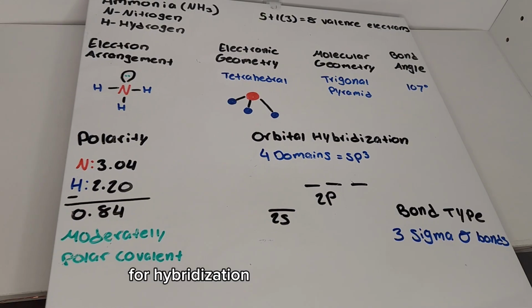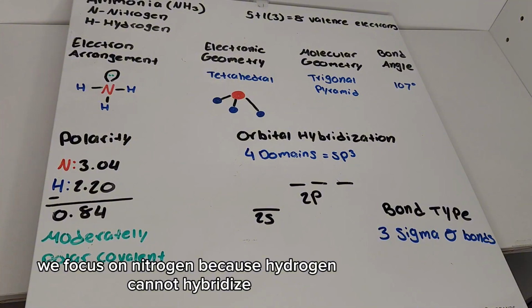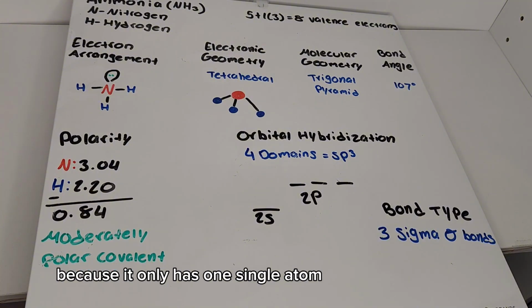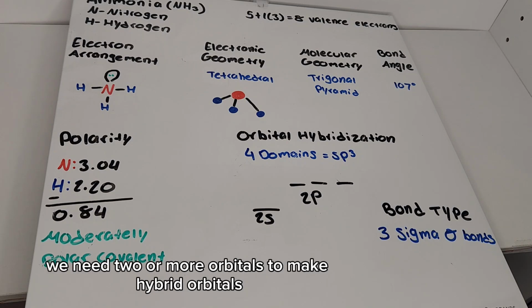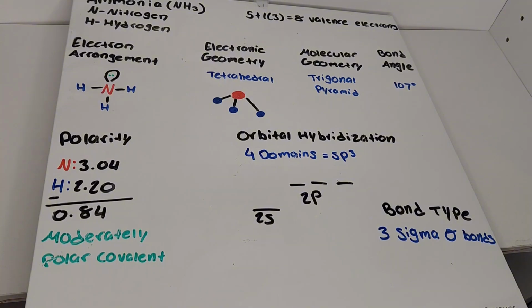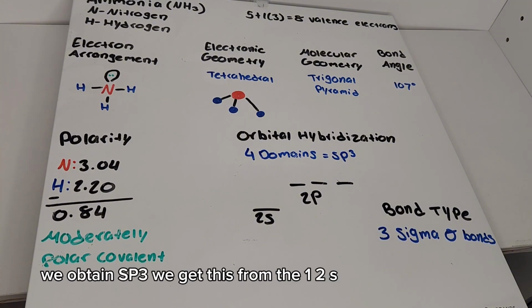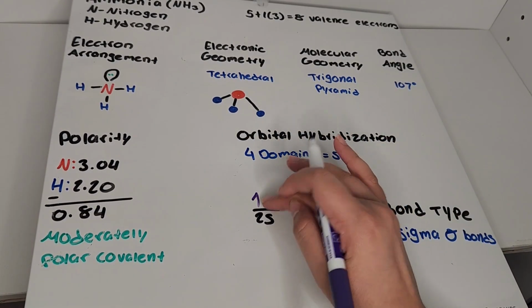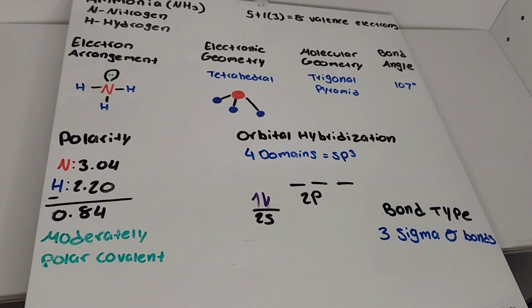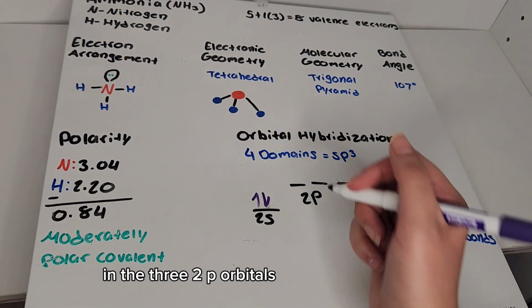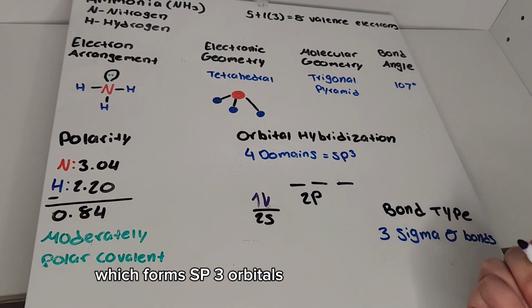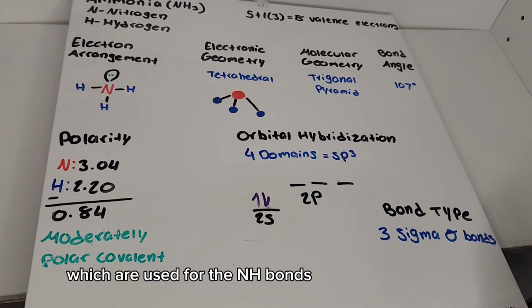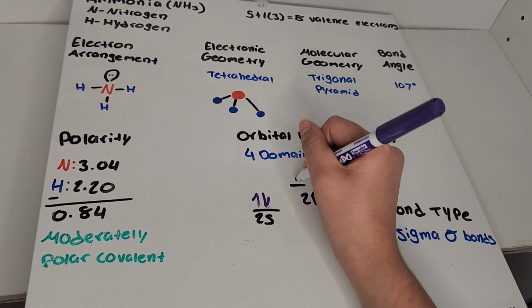For hybridization, we focus on nitrogen because hydrogen cannot hybridize, since it only has a single 1s orbital. We need 2 or more orbitals to make hybrid orbitals. For the hybridization of nitrogen, we obtain sp3. We get this from the 1 2s and the 3 2p orbitals, which form sp3 orbitals, which are used for the N-H bonds and the 1 for the lone pair.